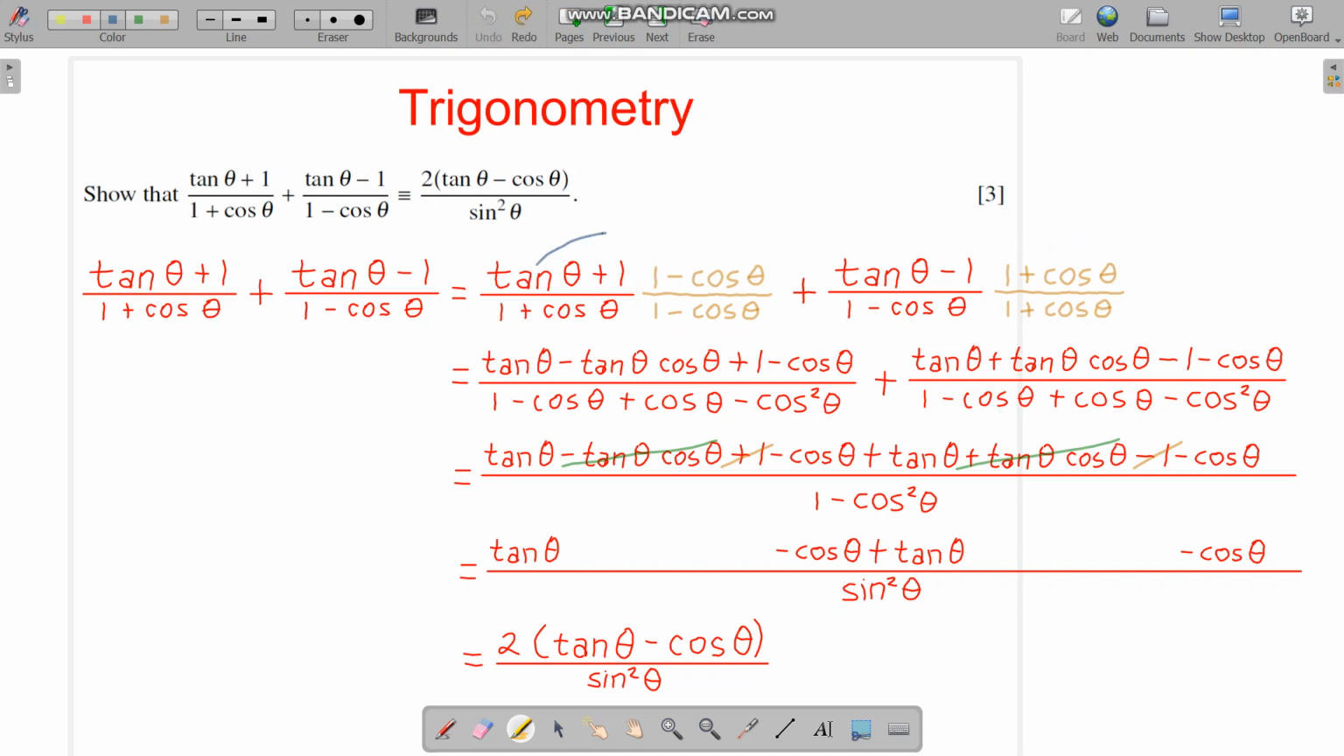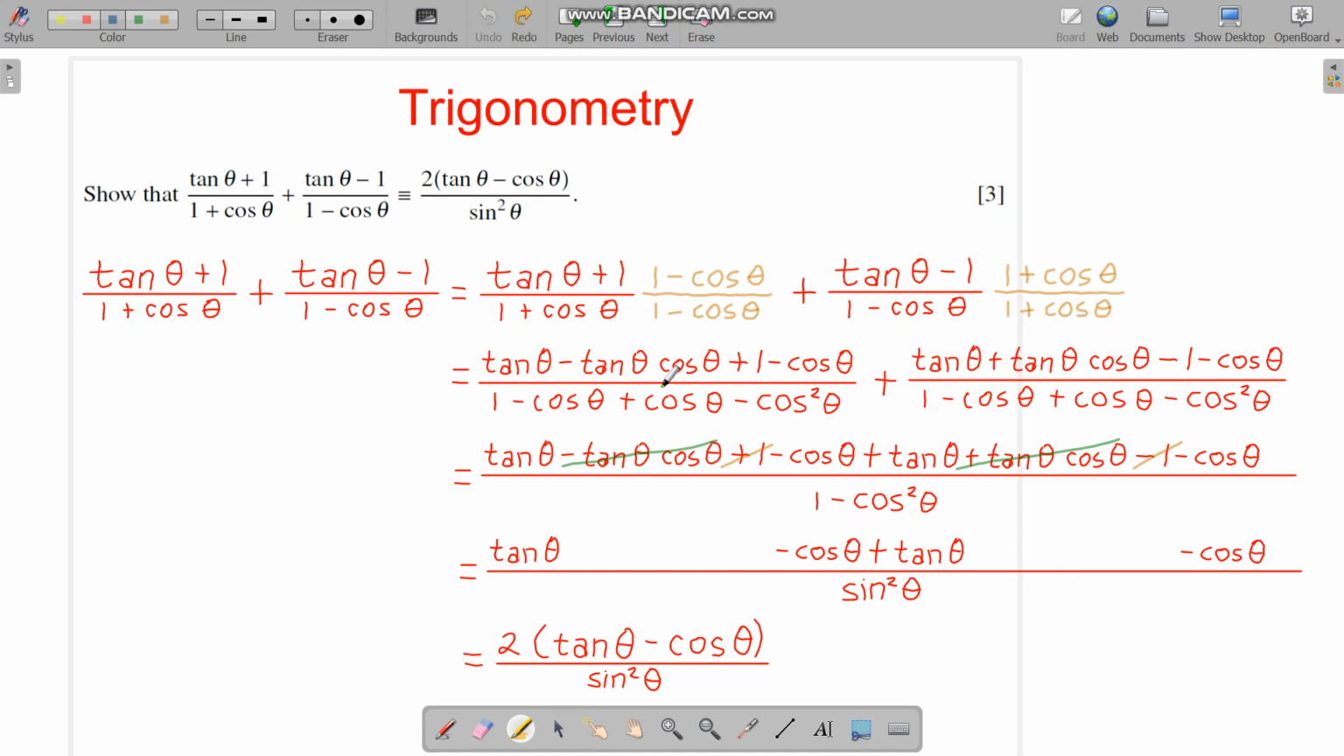After multiplying, tangent theta times 1 we get tangent theta, tangent theta times minus cos we get this, 1 times 1 we get 1, 1 times minus cos we get minus cos, and so on. Just expand everything, the rainbow method. After expanding everything, this is what we get from the first fraction and from the second fraction.